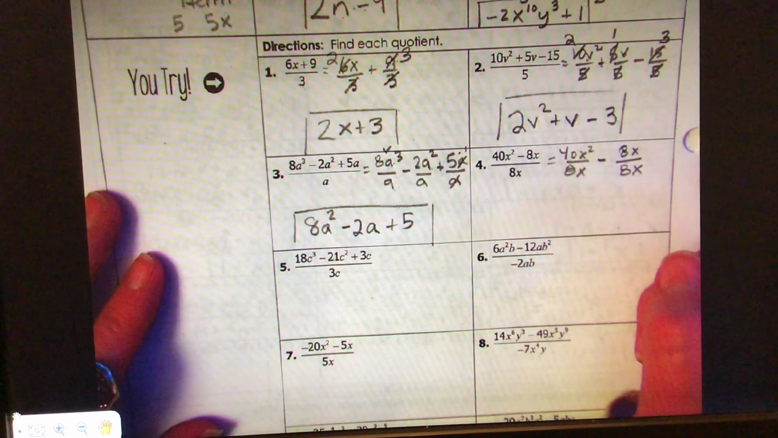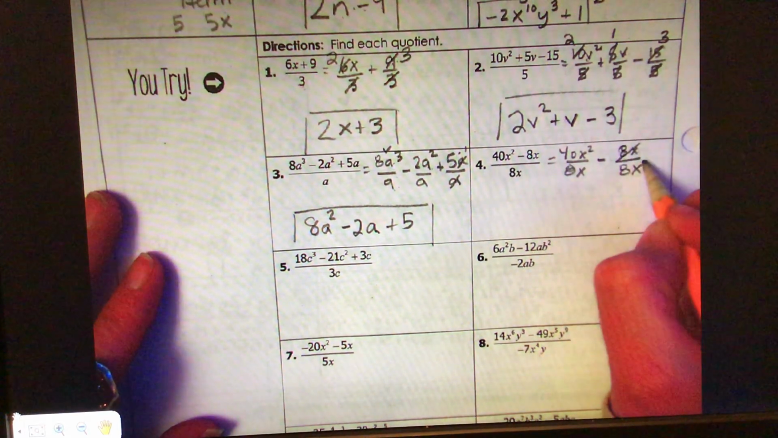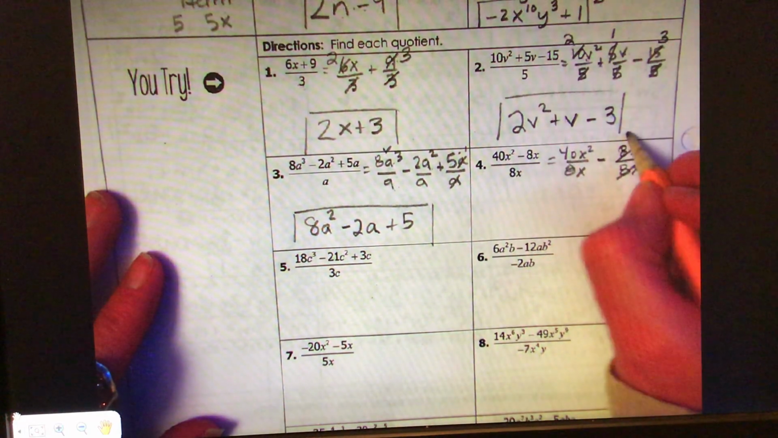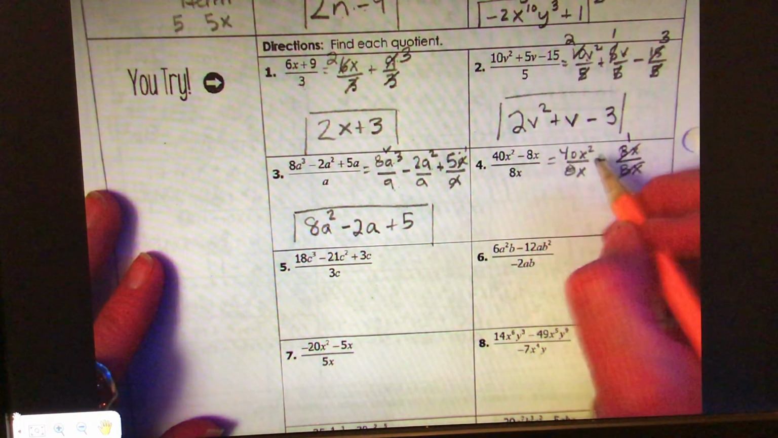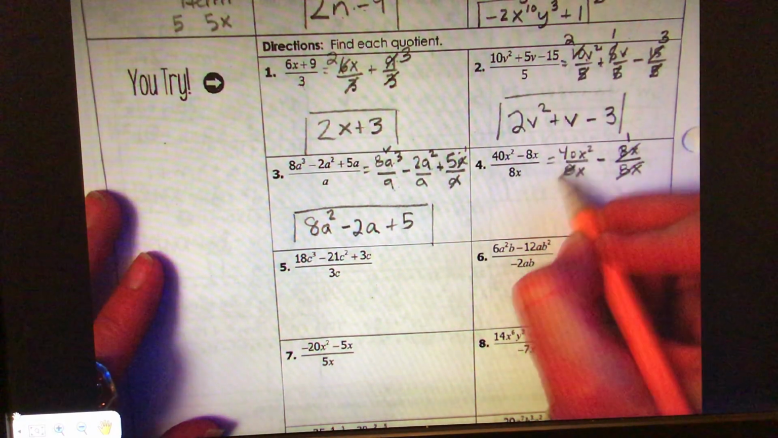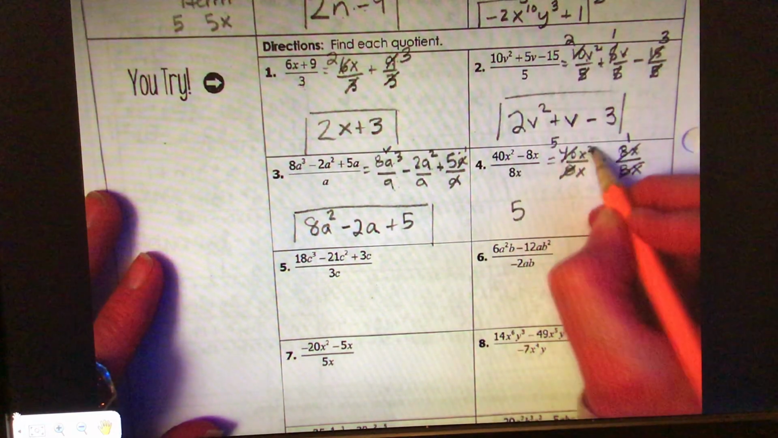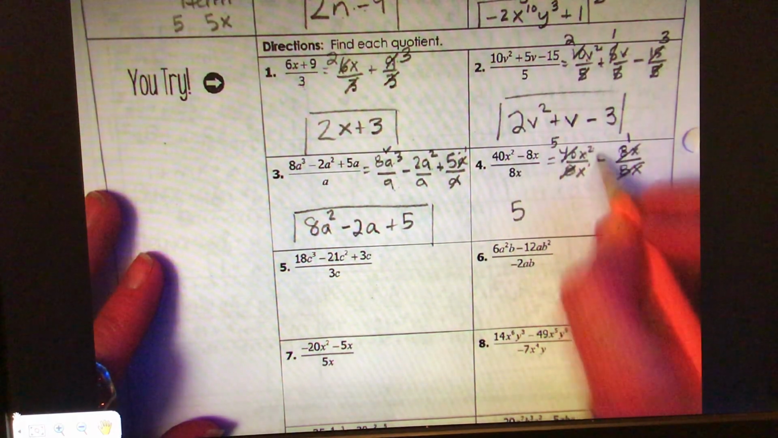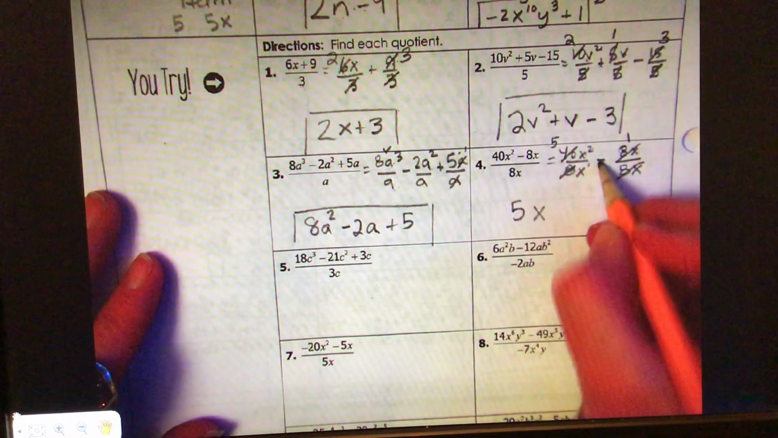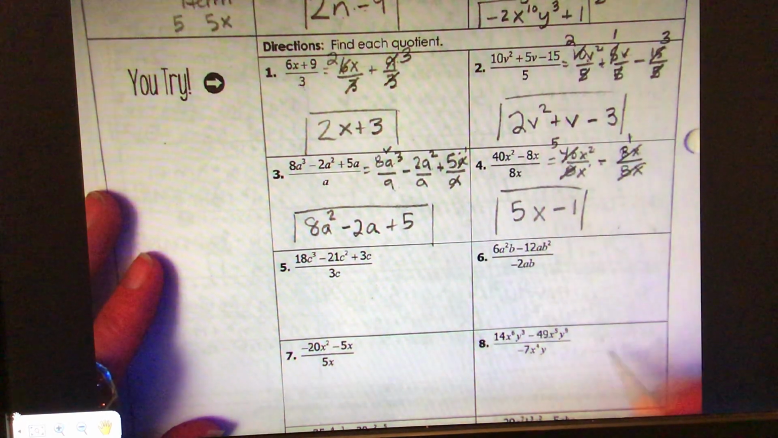Well, I already see something pretty awesome here. I have the same term on top and bottom, so go ahead and cancel those out, but don't forget that means 1. Then I have 40 divided by 8, so 8 goes into 40 5 times. So I have 5, and I have x squared minus x to the first, which is x, and I have to subtract 1 from that. Okay.